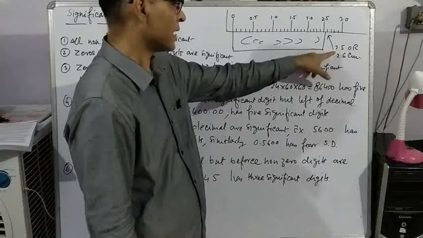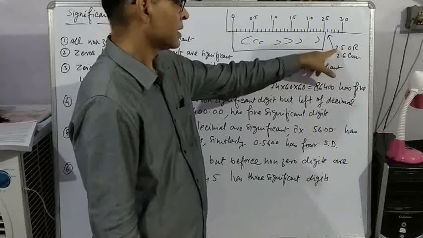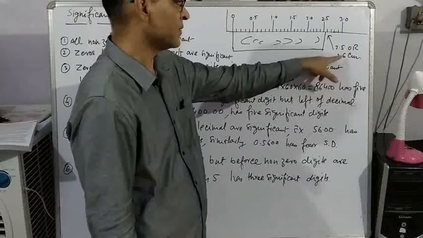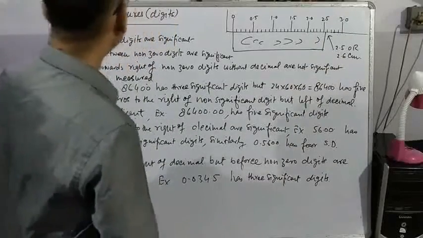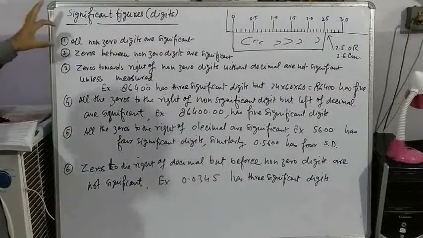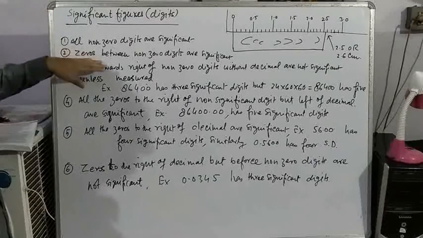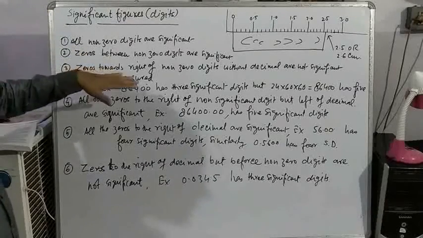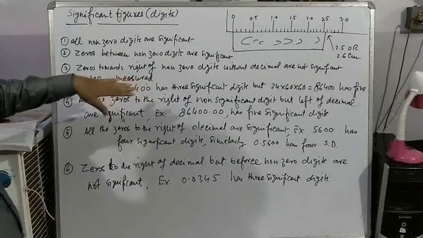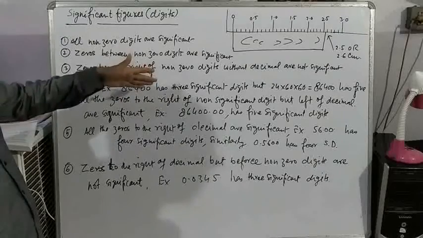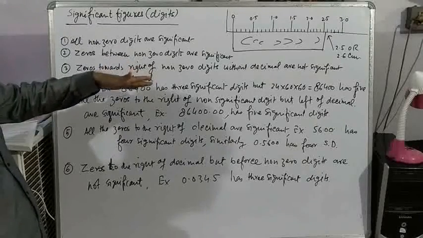I suppose you are understanding. Confirmed digit and first doubtful digit taken together are called significant figures. There are certain rules of finding significant figures. Rules are very simple, given in your book with examples. I hope you are going through them, but for revision purposes I am revising.